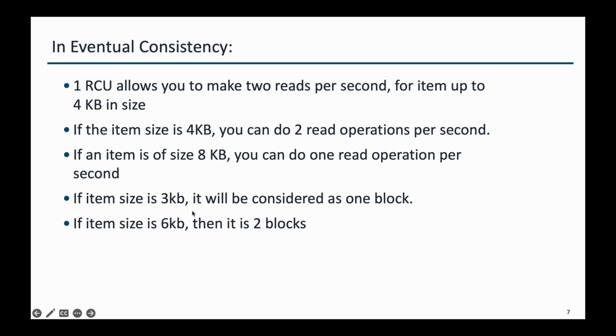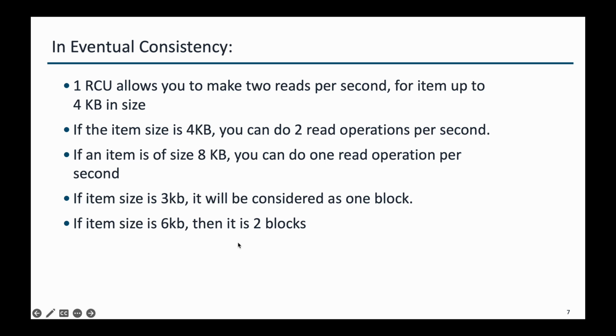If the item size is 3 KB, it is considered as one full block of 4 KB, so you will need 0.5 RCUs to read that. And if the item size is 6 KB, that is 2 blocks, so you will need 1 RCU to read this 6 KB item because that is 2 blocks.